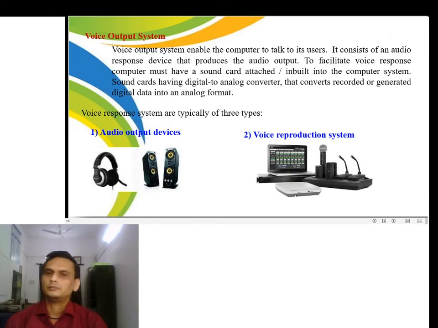Voice output system. Output systems enable the computer to talk to its user. It consists of audio response devices that produce the audio output. Voice response systems are typically of three types. Audio output device. For an audio output device, we need headphones or speakers attached to a computer system, and the computer can generate electrical signals to pass to the audio output devices, which convert them into audio voice that can be understood by the user.